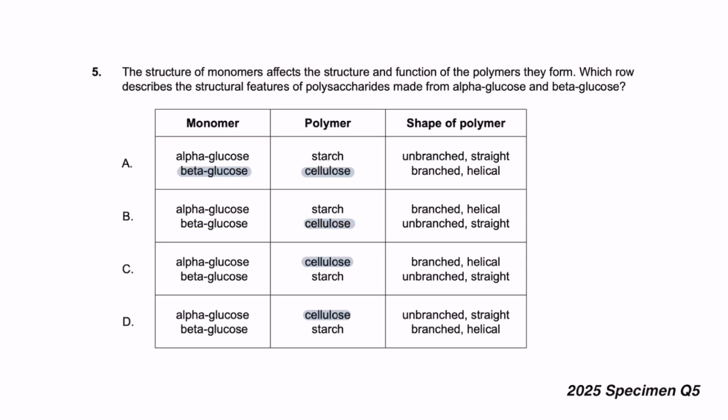Cellulose is made of beta-glucose, while starch is made of alpha-glucose. Cellulose is an unbranched, straight molecule, while starch can be branched and helical. Amylose is helical, and amylopectin is branched.